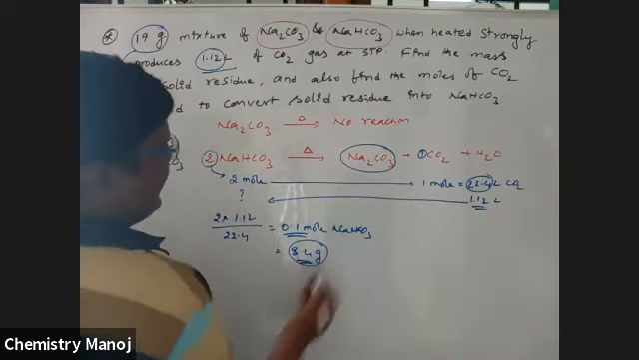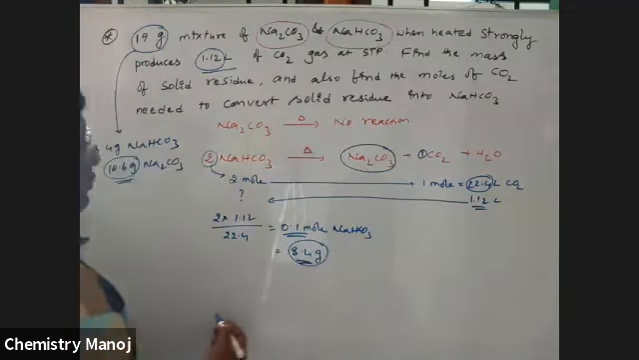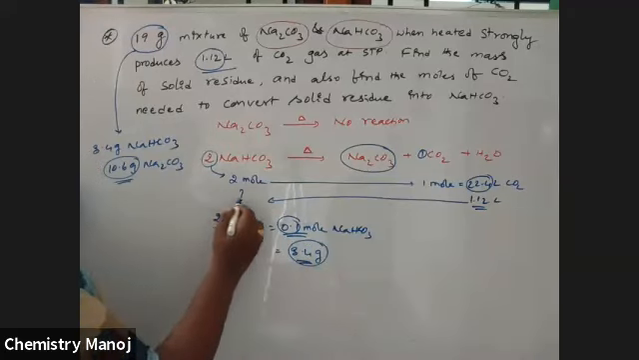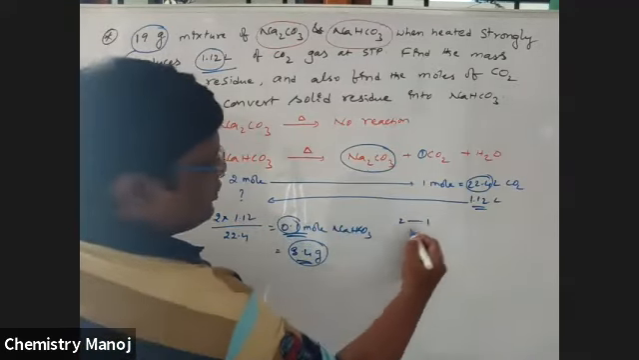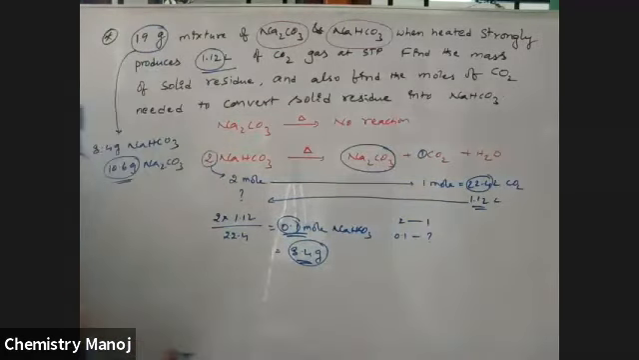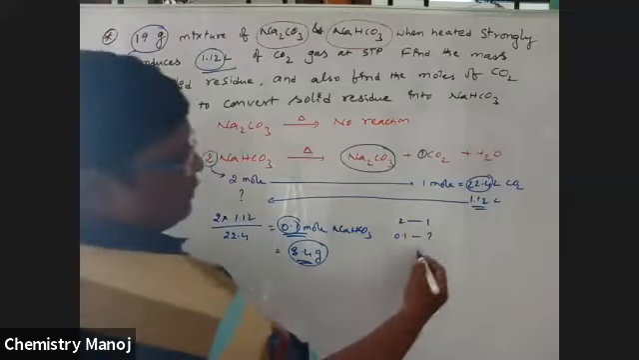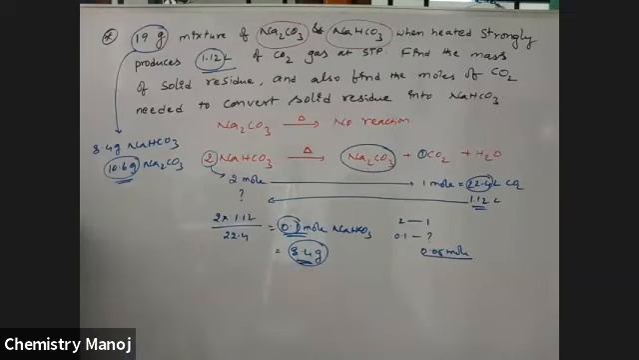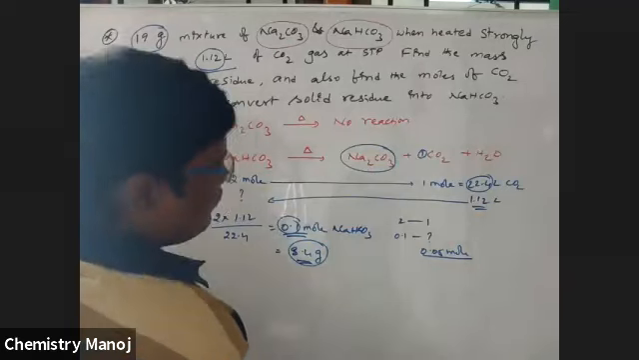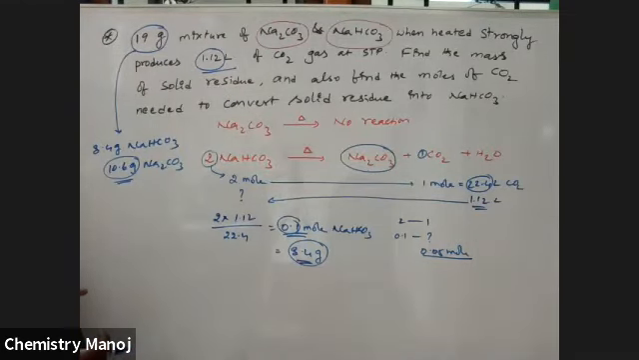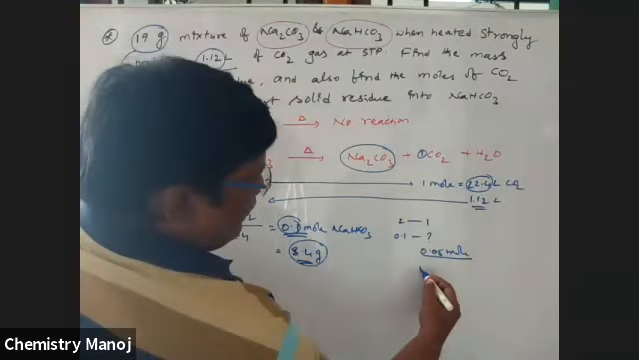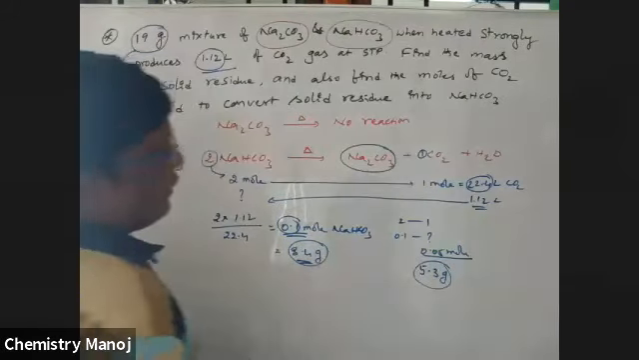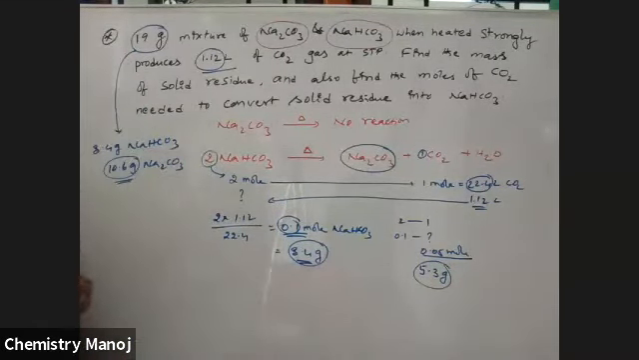Now, how many moles of Na2CO3 is formed? Here 0.1 mole NaHCO3 is involved. Since 2 moles gives 1 mole, 0.1 mole gives 0.05 mole. 0.05 mole is 5.3 grams, because 1 mole is equal to 106 grams. So 5.3 grams is formed.